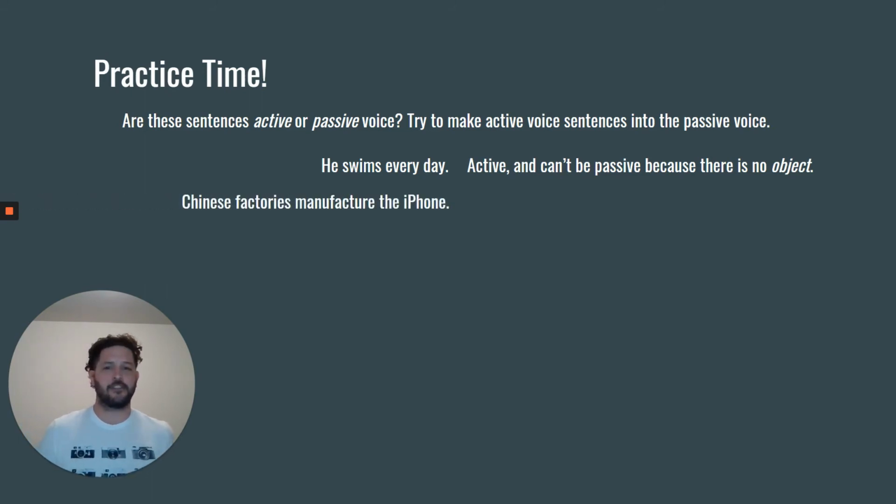Let's try the next one. Chinese factories manufacture the iPhone. First, manufacture means to make or to produce by hand. So does this sentence have a subject?